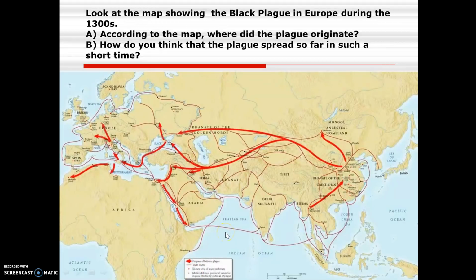But question number B, because I've answered A now: how do you think the plague spread so far in such a short time? Take a look at where the arrows are and what could be happening at the time, the 1300s, that would cause the plague to start in Asia and move its way west to mostly Europe, although it's covering all of Asia also, and then little bits of Africa.